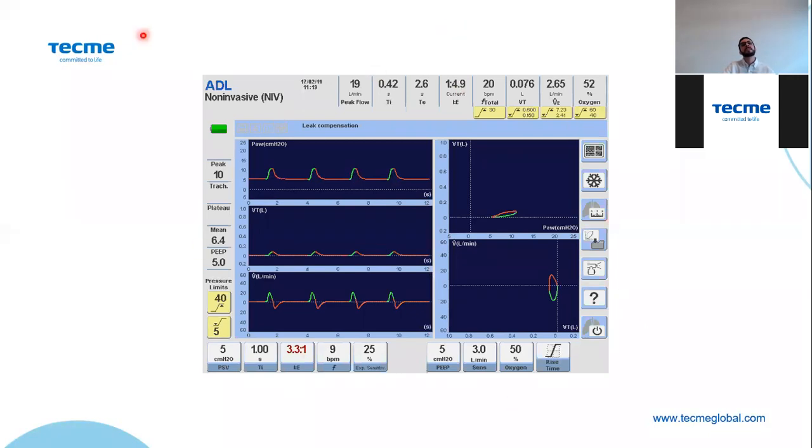Well, this is the ventilator screen. Okay, so as I told you before, you are setting a pressure support and a frequency as a backup. Perfect.